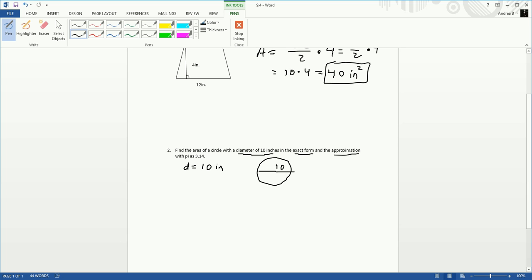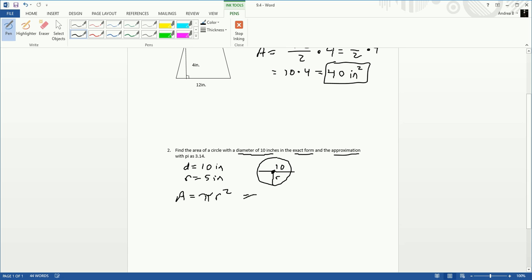But if you remember, the formula for the area of a circle is pi r squared, pi times your radius squared. So we need to figure out what the radius is. The radius is always half of the diameter because it is going halfway across from the center of the circle out to just one point on the circle. So in this case it would be 5 inches because half of 10 is 5.